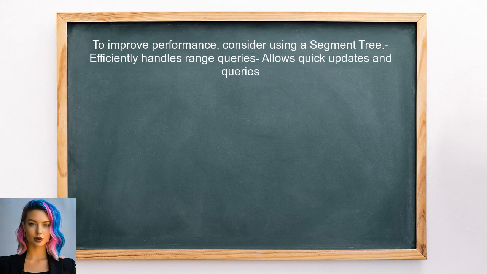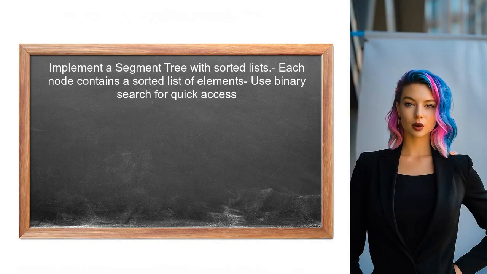To improve the performance of the solution, the user can consider using a segment tree with a modification to handle range queries efficiently. This data structure allows for quick updates and queries. The user should implement a segment tree where each node stores a sorted list of elements. This will enable binary search to quickly find elements less than or equal to a given value.